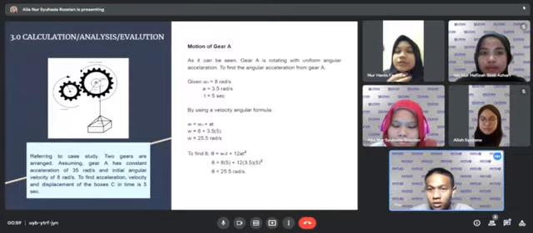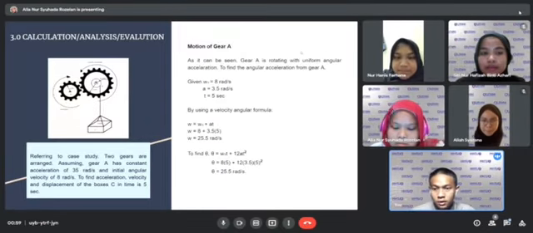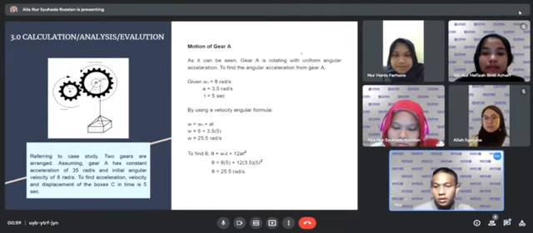For the calculation, analysis, and evaluation, referring to the case study, two gears are arranged. Assuming gear A has a constant acceleration of 3.5 rad per second squared and initial angular velocity of 8 rad per second, to find the acceleration, velocity and displacement of the box C in 5 seconds.